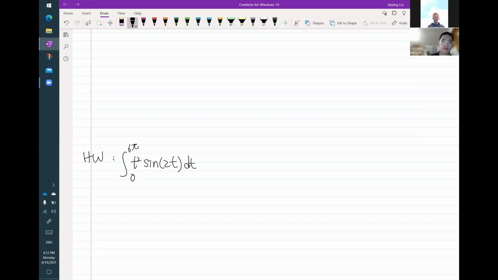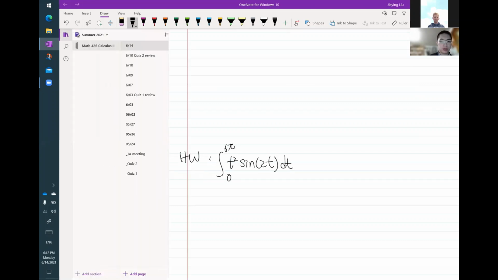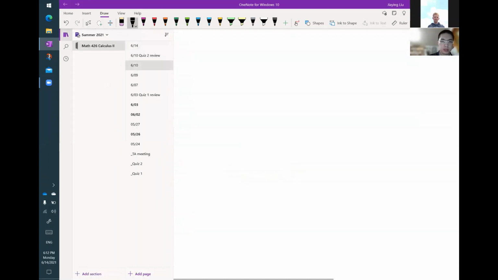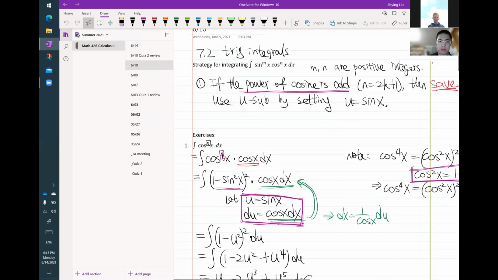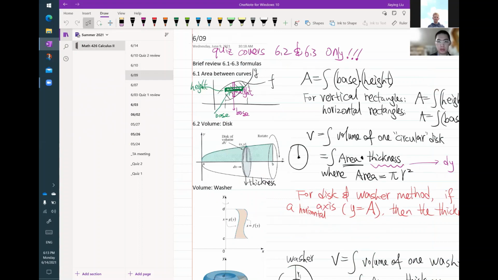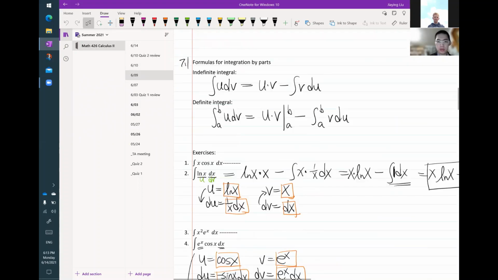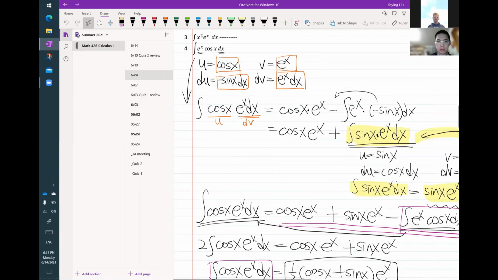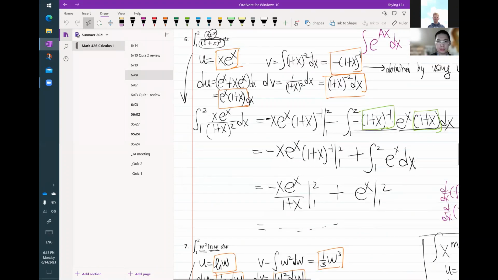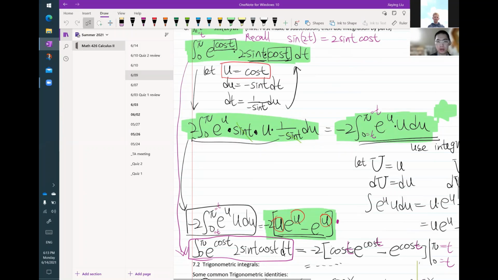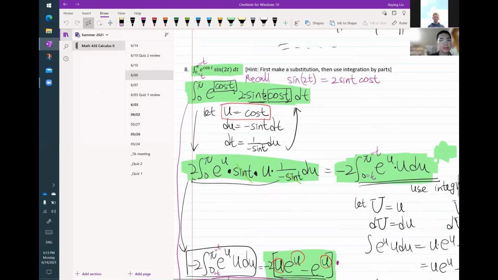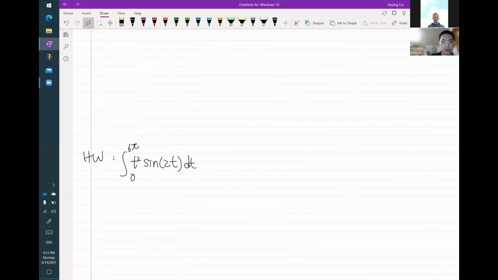I think we had a problem like this. Let me quickly look at my notes. I'll be surprised at how quickly I forget those things too. Not sure where that example we did before. Yeah, we're going to have to integrate by parts.